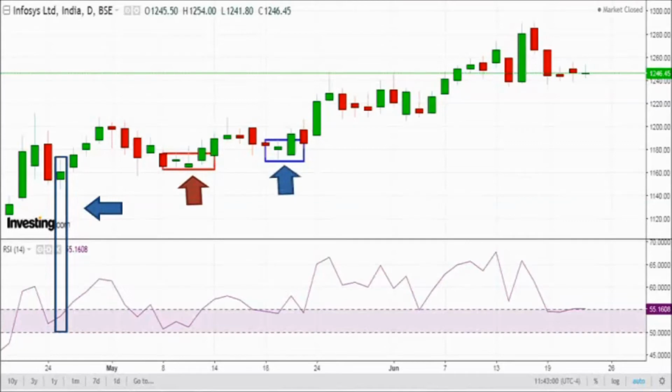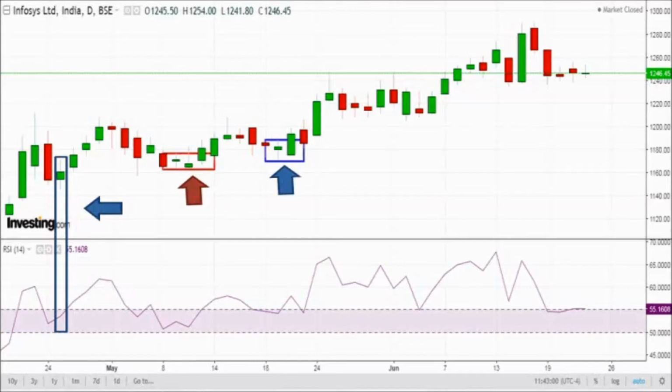Okay, first of all, you guys concentrate on the blue arrow over there. Here again there is a doji, and on the next day the stock price closed above the high of the previous level, and RSI is well in the range of 50 to 55. As you can see, I bought it around 1180, 1190 in that range, and the stock price went up in a nice way.